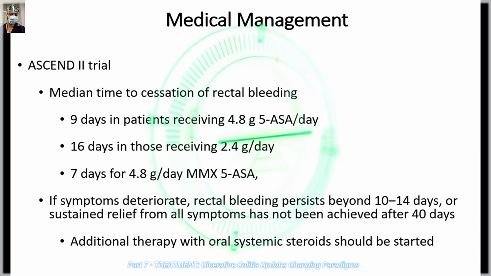If symptoms deteriorate, rectal bleeding persists beyond 10 to 14 days, or sustained relief from all symptoms has not been achieved after 40 days, additional therapy with oral systemic steroids should be started.